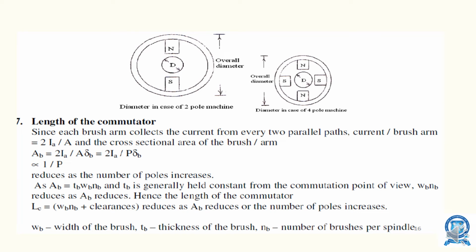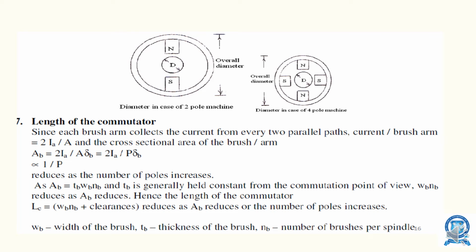Here they have shown a 2-pole machine and a 4-pole machine, so we can compare. For the 2-pole machine, the diameter is high as compared to the 4-pole machine. For the 4-pole machine, it is less.